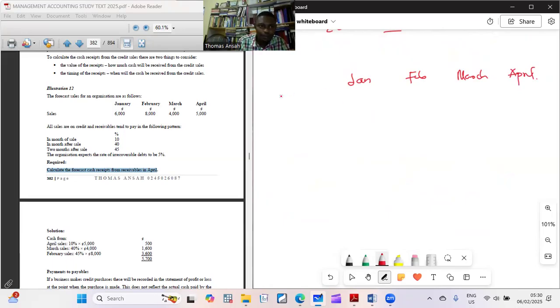These sales that happened, so we are doing the cash receipts. The sales, we are told that it is 6,000. And this one is 8,000, 4,000, 5,000. You could clearly see that we are told that in the month of sales, we will get 10% of the amount. A month after, 40%. Then the month after, you clearly see that the 5% has already been captured for you.